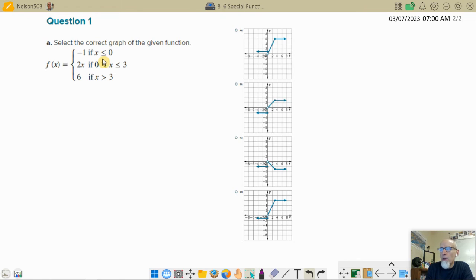On problem number one, they give you this piecewise defined function. For x less than zero, it's y equals -1. So step one here would be to consider the function y equals -1, and that's for all x less than or equal to 0. So let's see which one has y equals -1.